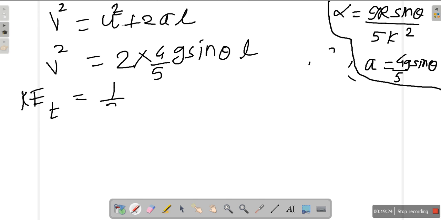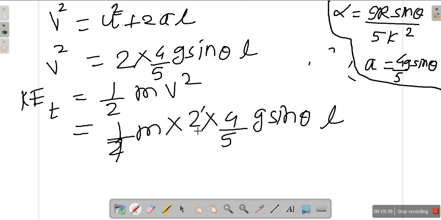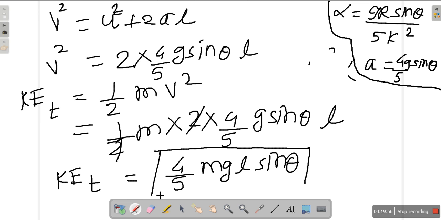So what is the translational kinetic energy? Half mv square, and that will be half into m into 2 into 4 by 5 into g sin theta into L. 2 will cancel, and your translational kinetic energy will be 4 by 5 mgL into sin theta. This is your translational kinetic energy.